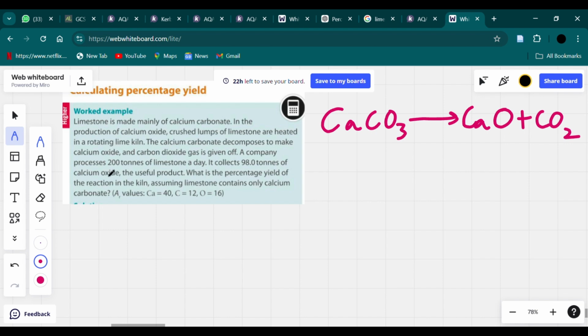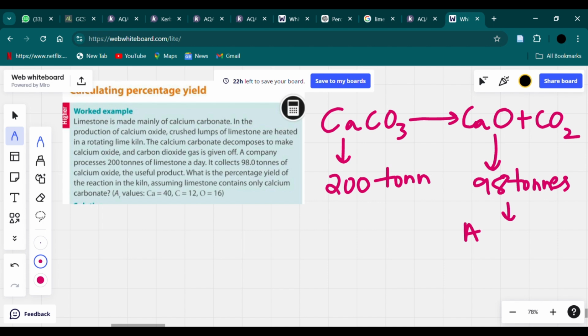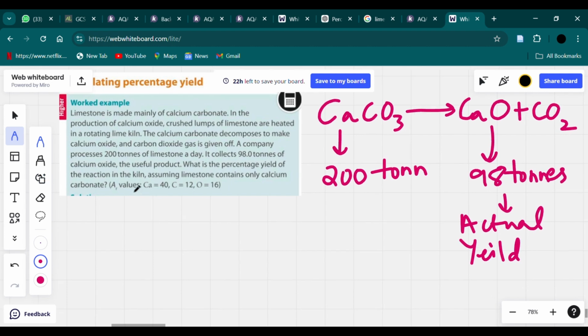And the actual yield has been given to you here: a company processes 200 tons of limestone a day. So this means that this is the actual amount of the reactants and the products, where the calcium oxide has been given as 98 tons. So this is the actual yield. 98 tons is the actual yield that is produced at the end of the experiment. Now we have to find out the percentage yield.